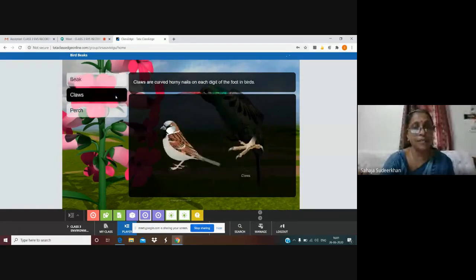Next one is claws. These are the claws here. Claws are curved horny nails on each digit. Digit means this one, like our toes. Claws are the curved horny nails on each digit of the foot in birds.